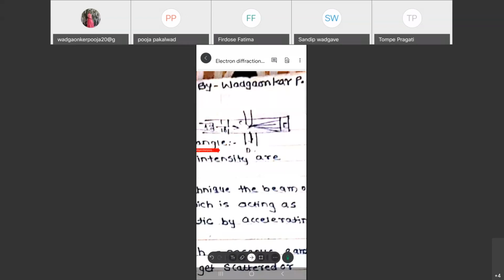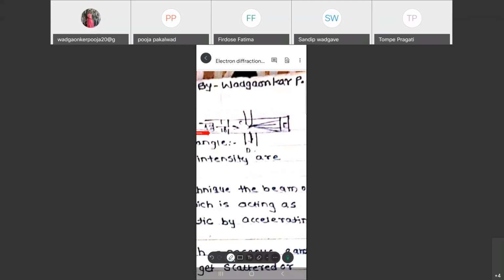Slit means what? What does slit mean? A slit is a small gap, a small entrance through which the beams of electrons pass. Wait a minute, let me just rub it, and then I'll draw it with another pen so that you can observe it nicely.